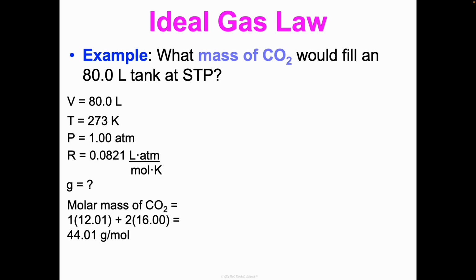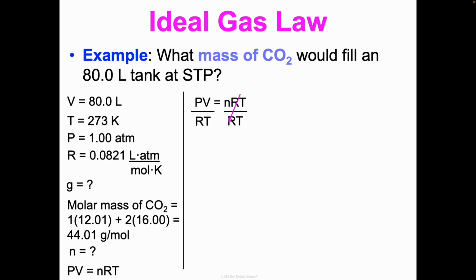To get there, though, we're going to have to know molar mass, and we're going to have to know moles. So the molar mass of carbon dioxide is 1 times the molar mass of carbon, which is 12.01, plus 2, because there are 2 oxygen atoms, times the molar mass of oxygen, which is 16.00. So I get 44.01 grams per mole. From there, if I know the moles, then I use the molar mass to get to grams. So we're going to work our way backwards here with PV equals nRT. Let's start by finding the moles.